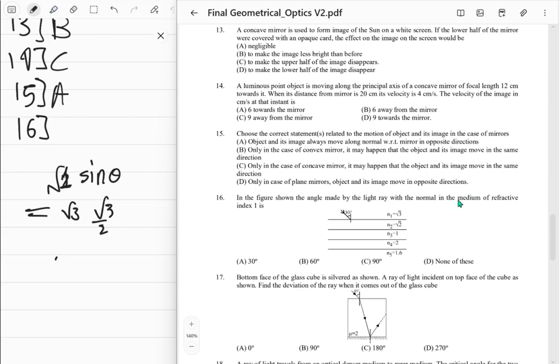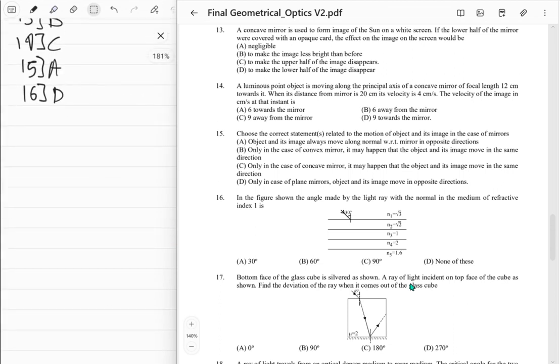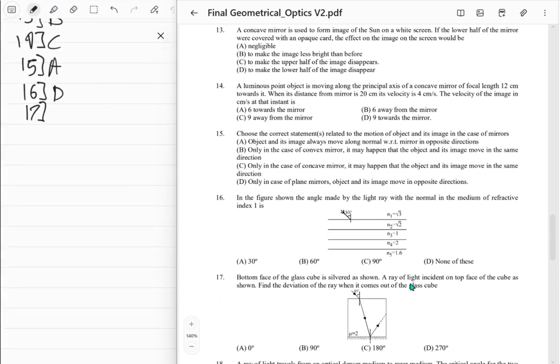And I don't know what you mean by its angle in the refractive index of 1. That's not going to happen. So D, 16th D. It's none of these things. The correct answer should be it is not correct. It just never happens.